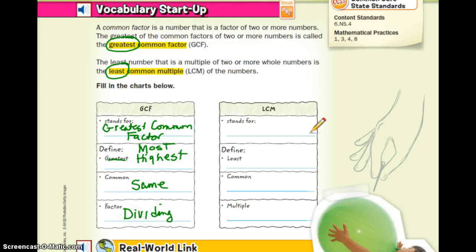Now let's look at least common multiple. So it stands for, again, least common multiple. Least, let's again think of words that mean least. Lowest, smallest, first. These are all good words for least common multiple. And again, common means same. And then multiple, we will be multiplying.